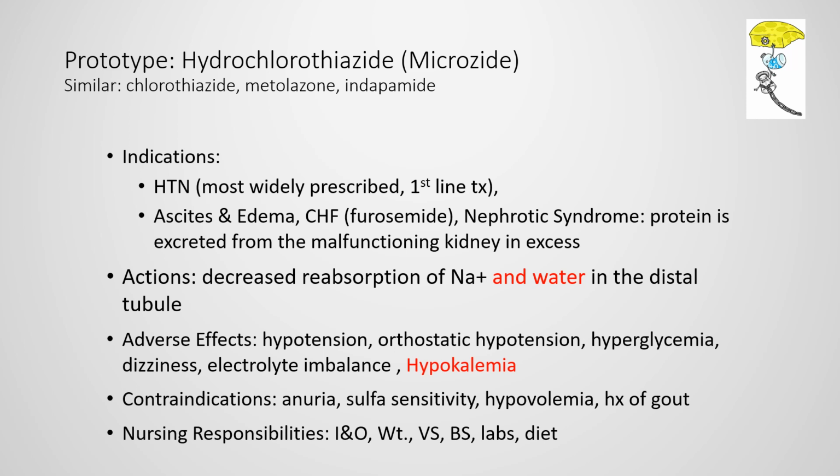Vital signs, because this can cause hypotension. Blood sugar check, since it can cause some elevation of your blood sugar. Labs for electrolytes, since it can drain sodium, chloride, and potassium. And other ones too, some more uncommon ones like calcium and magnesium as well. And diet, discussing a potassium-rich diet so that you don't become hypokalemic.